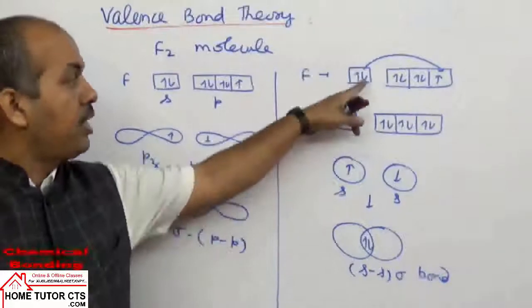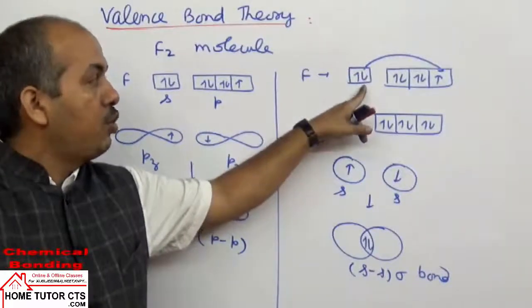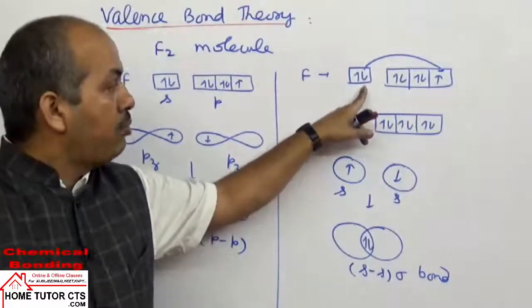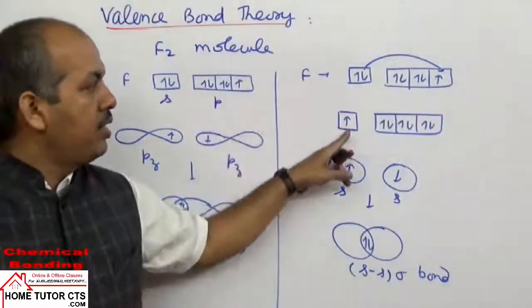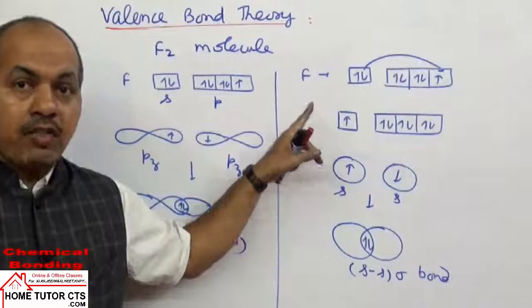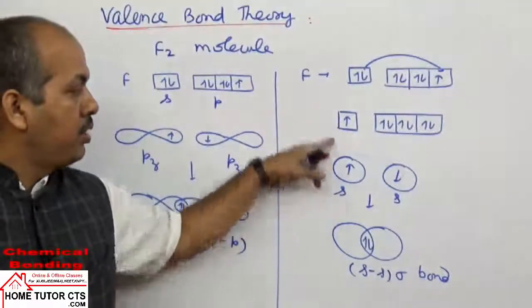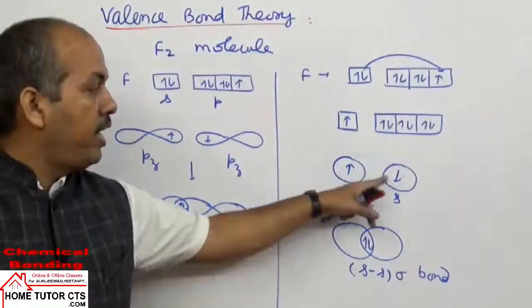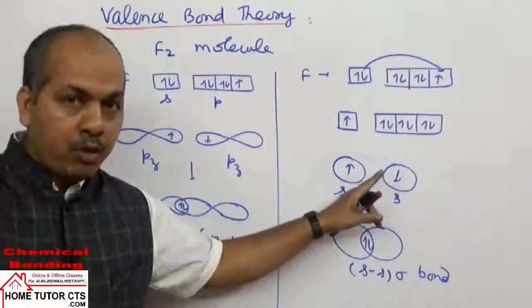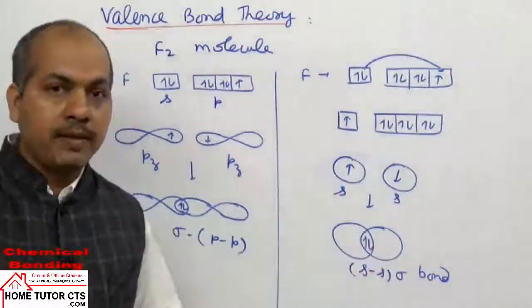It will happen after electron excitation from the 2s orbital. One of the electrons goes to the 2p orbital. After electron excitation, they will make one electron available unpaired in the s orbital, and then the two orbitals are overlapping. Electrons have opposite spin to form the s sigma bond.